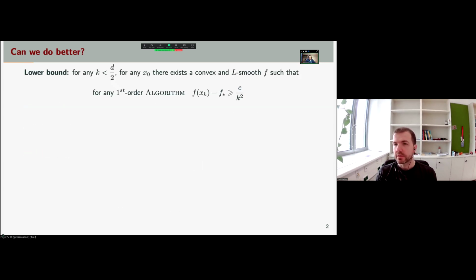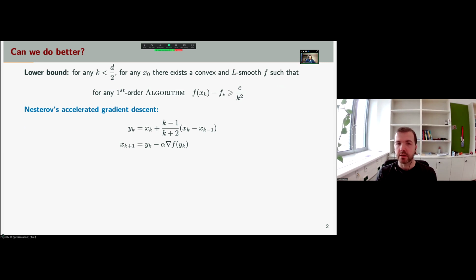And this result says something about C over K squared. So there is still this discrepancy, this gap. So the natural question is, okay, can we actually approach this C over K squared? Can we find another algorithm? And of course, the answer to this is well known.